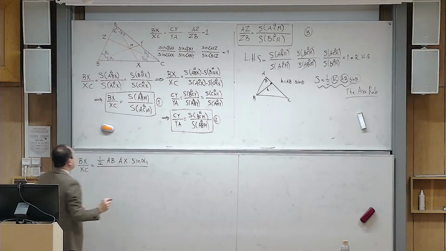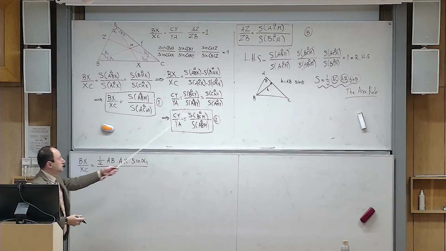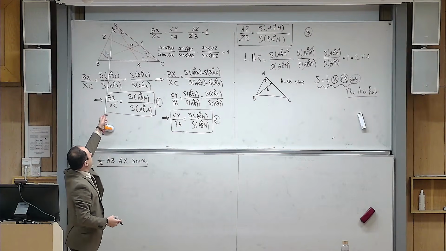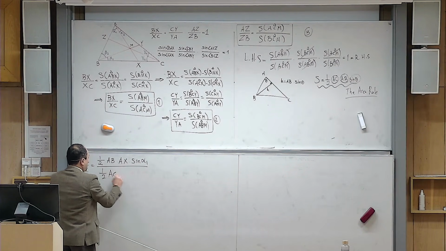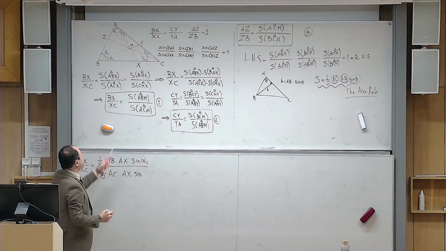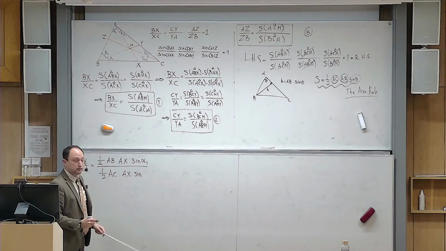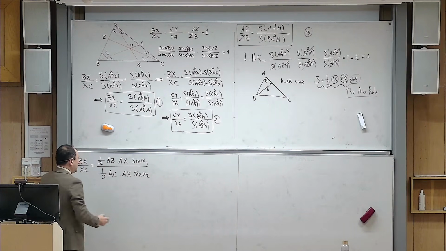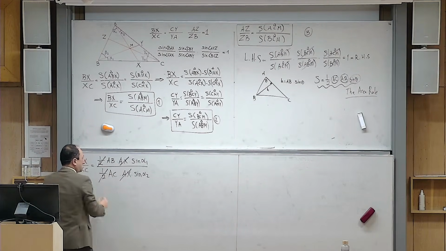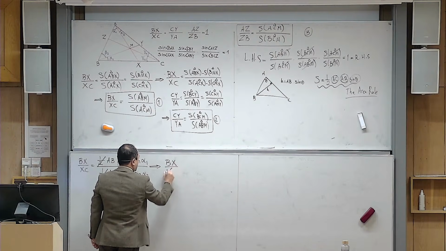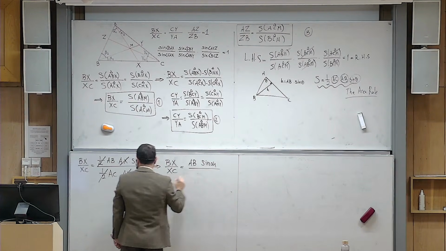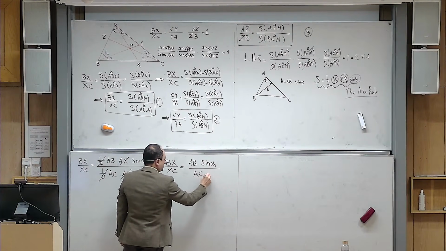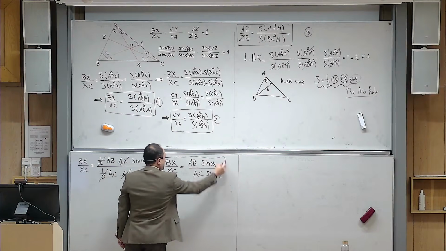Okay, and then divided by the area of ACX using the similar area rule. ACX, I will multiply 1/2 by AC, and then multiply it by AX, and then multiply it by the sine of the angle between AX and AC, which is alpha 2. Yes? And then what happens, this 1/2 and that 1/2 are gone, this AX and that AX are gone, so what is left for me is that BX over XC is equal to AB sine alpha 1 over AC sine alpha 2. Yes? So this is relation number 1.